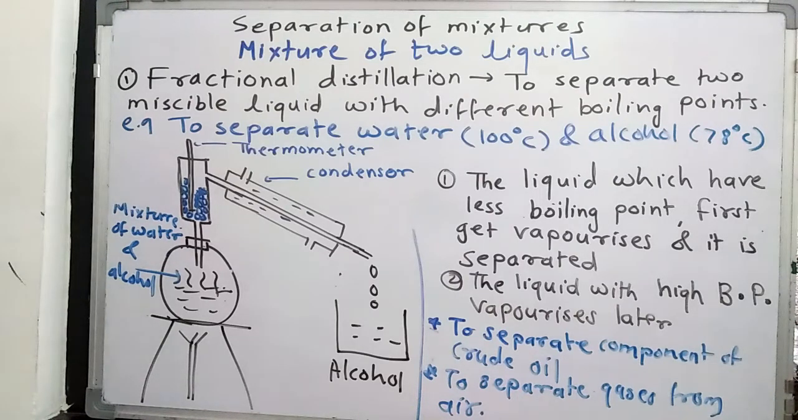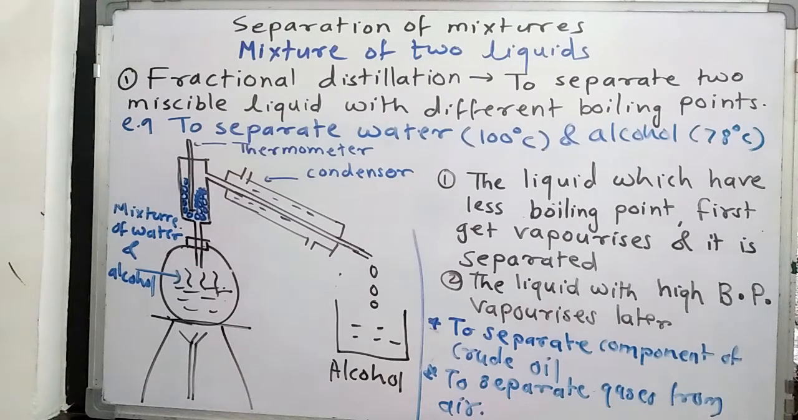So this method is used to separate two miscible liquids, but there should be a difference in the boiling points. The liquid which has the lower boiling point, like alcohol, will vaporize first and separate out first. And the liquid which has the higher boiling point, like water, will vaporize later. So this method is used to separate two miscible liquids.